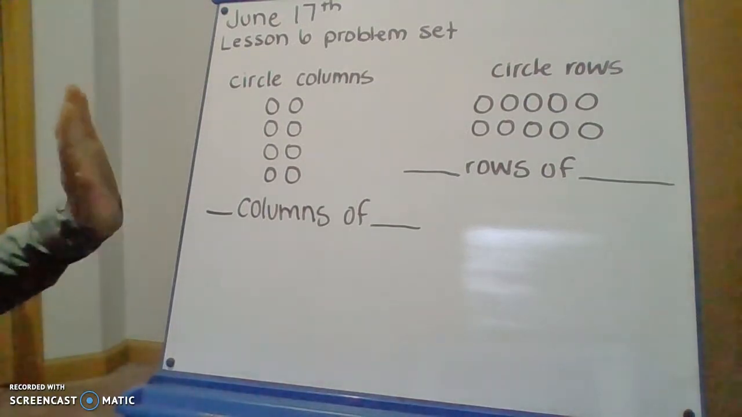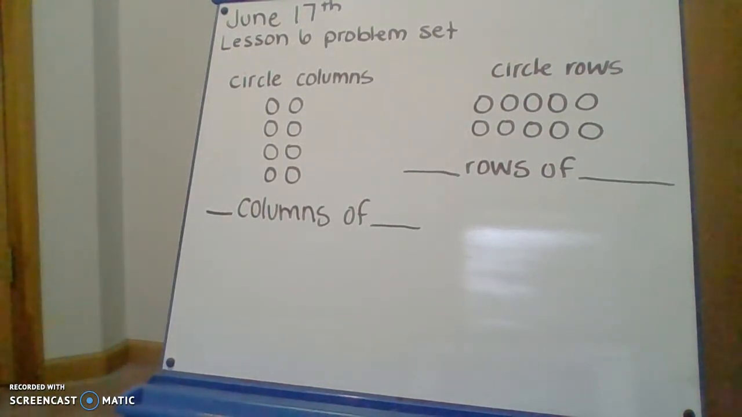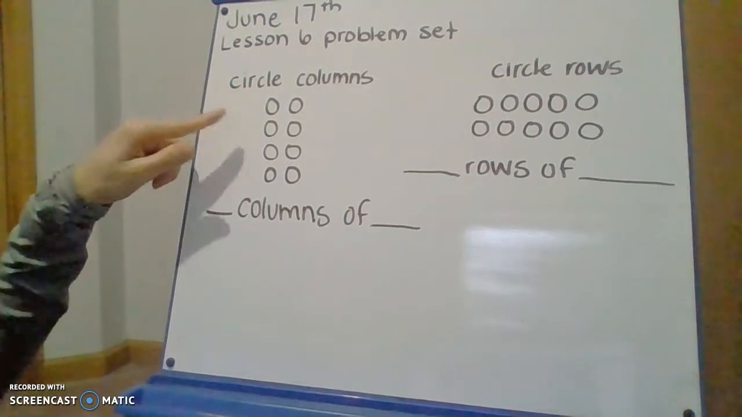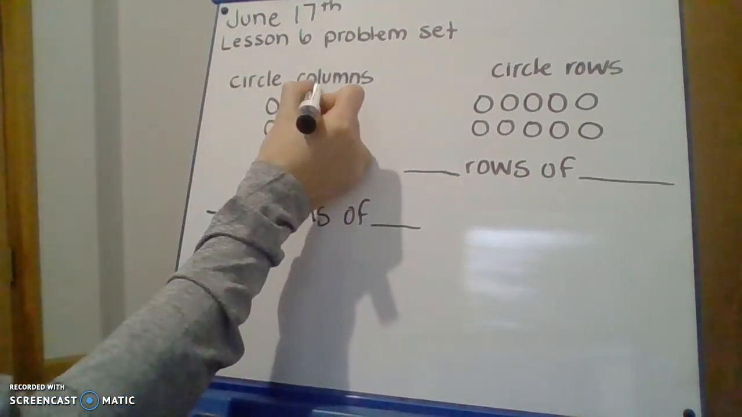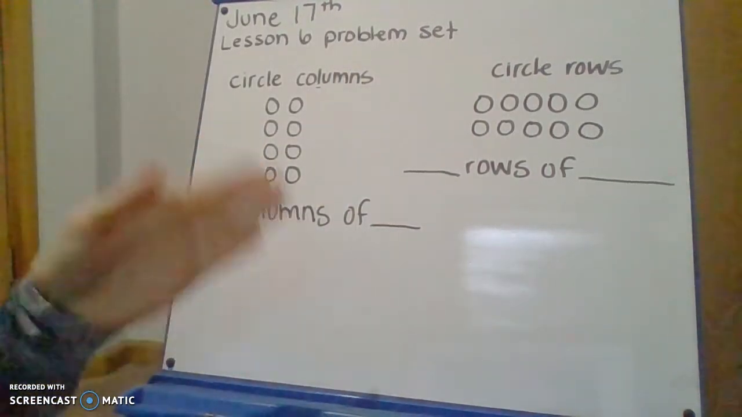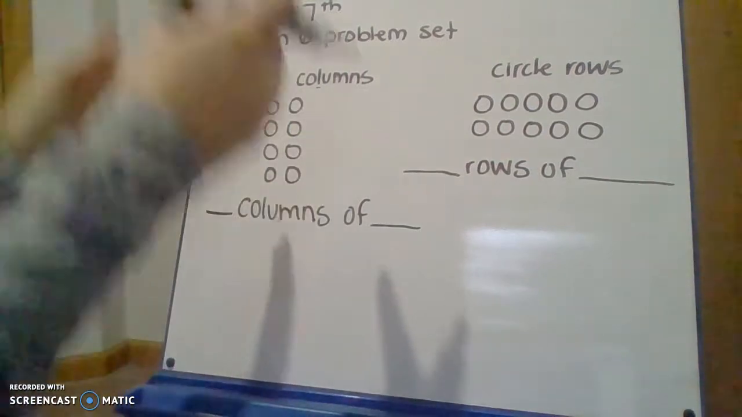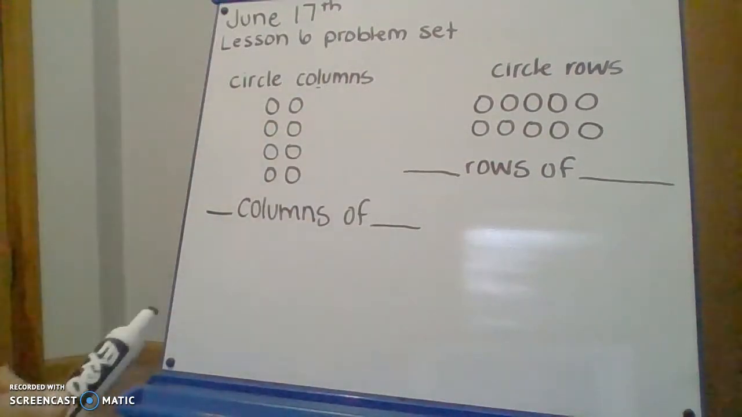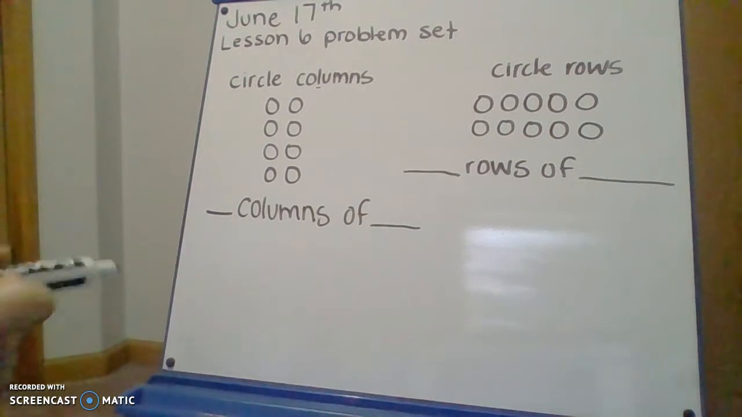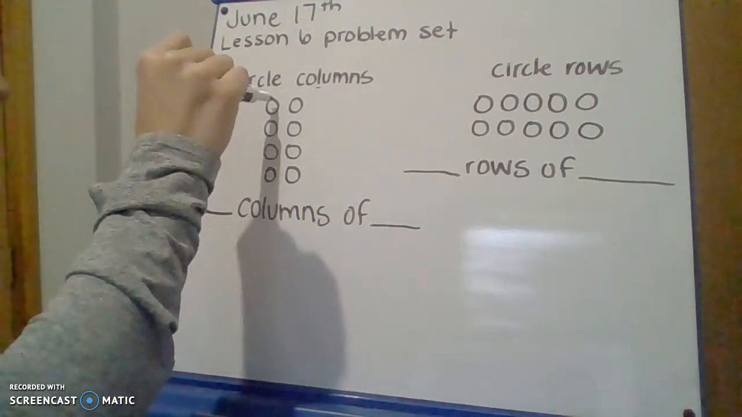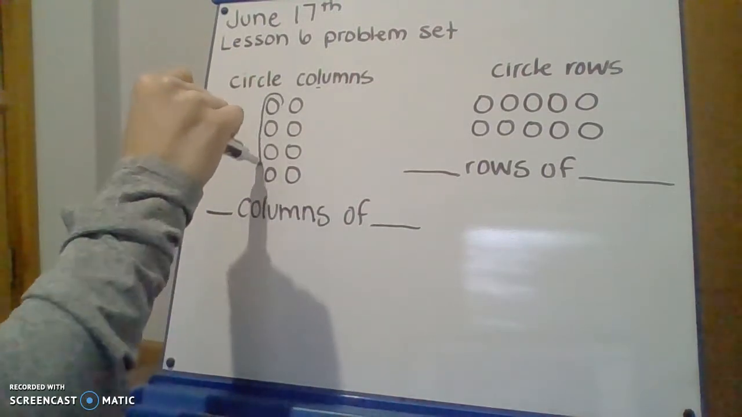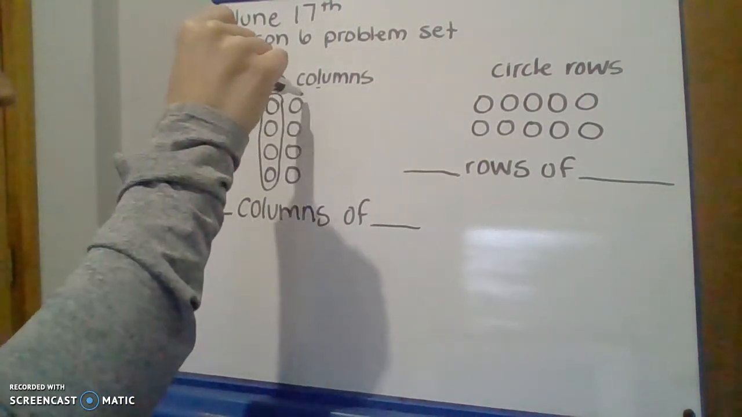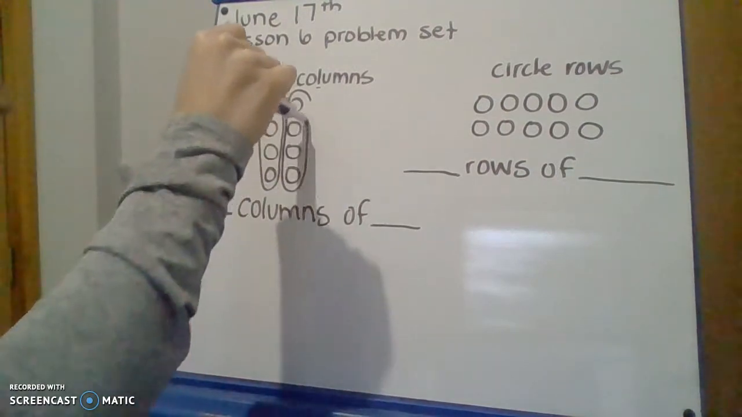So here is our mini lesson of the day. It says to circle the columns and circle the rows. So remember, columns, the L in columns goes vertical or up and down. So your columns are going to go up and down or vertical. That's the vocabulary word that we like to use. So we start just like you're reading a book towards the left-hand side. This is one column. This is another column.